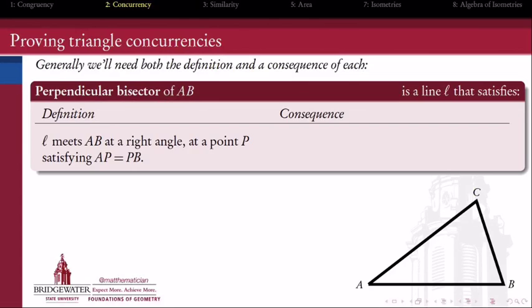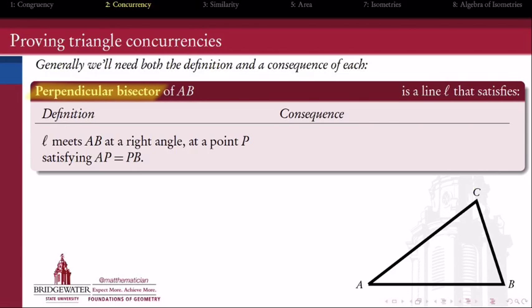First, starting with the perpendicular bisectors of the sides of a triangle, in order to prove concurrency of those three, we're not only going to need the definition of what a perpendicular bisector is, but we're also going to need a consequence of that definition that's going to help us to prove concurrency. This is something we'll see happen for all of the concurrencies that we study in this chapter. So what we're going to do is first give the definition of what a perpendicular bisector is, and then also give an argument for a consequence of that definition, so something else that characterizes perpendicular bisectors.